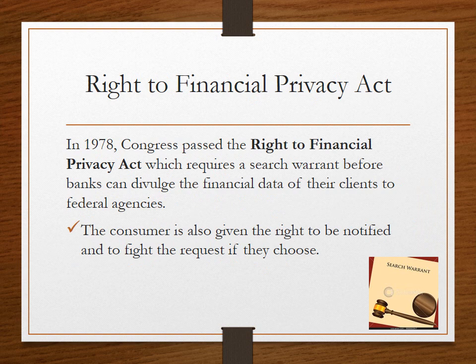In 1978, Congress passed the Right to Financial Privacy Act, which requires a search warrant before banks can divulge the financial data of their clients to federal agencies. The consumer is also given the right to be notified and to fight the request if they choose.